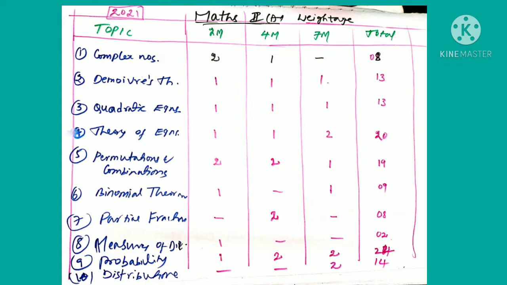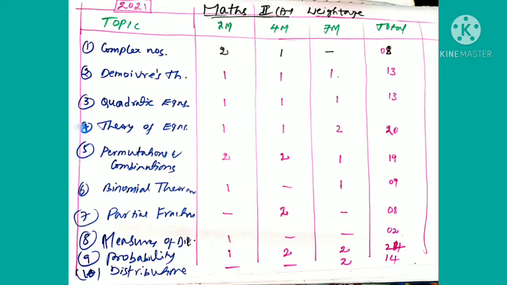Complex numbers: from this, one 2-mark question, one 4-mark question will come, no 7 marks. Total weightage is 8 marks. Now come to the next chapter, De Moivre's theorem. From this, one 2-mark, one 4-mark, and one 7-mark question will come, which means its total weightage is 13 marks.